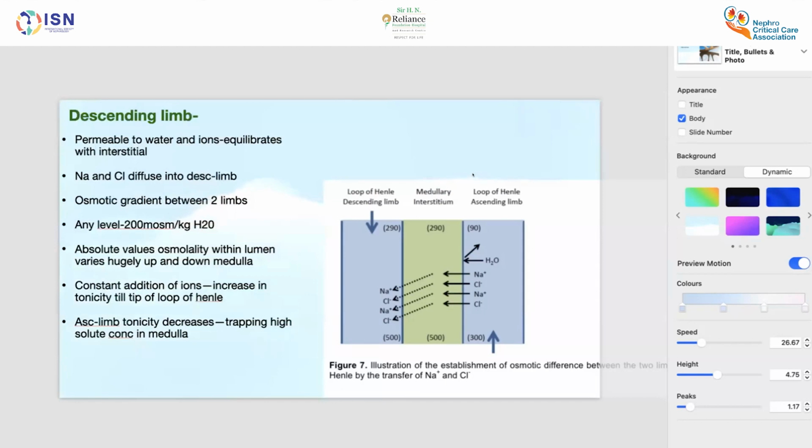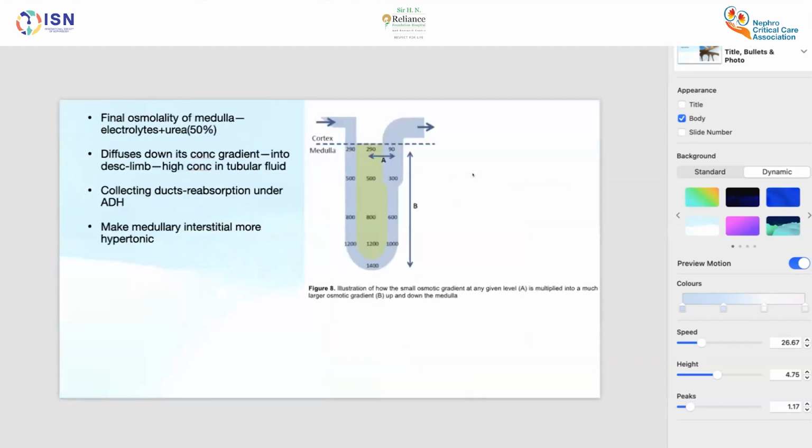This constant addition of ions from the ascending limb of the loop of Henle to the descending limb causes an increase in the tonicity till the tip of the loop of Henle. The ascending limb tonicity decreases, trapping high solute concentration in the medulla. The final osmolality of the medulla is caused by electrolytes and urea. Urea makes almost a 50% contribution to the high osmolality of the medulla.